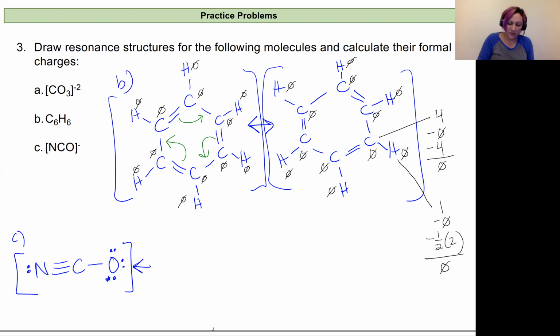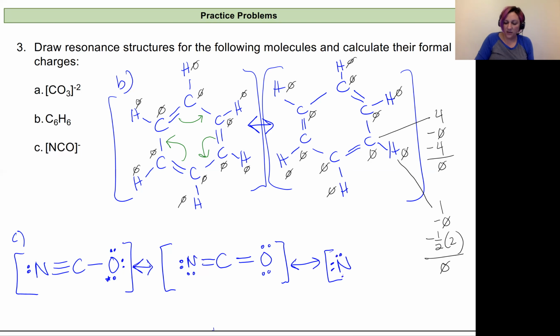All right, so let's build another one. So here I'm going to have 2 lone pairs on my nitrogen, double bonded to my carbon, and double bonded to my oxygen. I can do a third. What if I had nitrogen as a single bond with 3 lone pairs to my carbon, triple bonded to my oxygen with just 1 lone pair? So here are my 3 resonance structures.